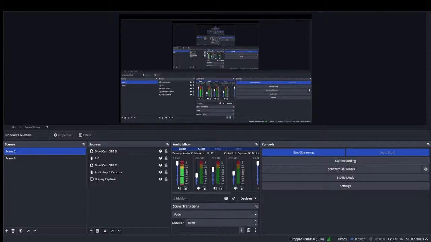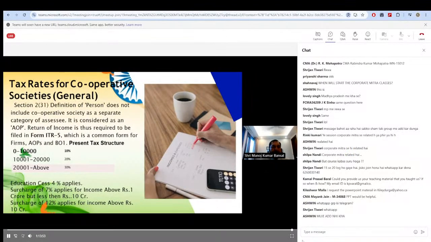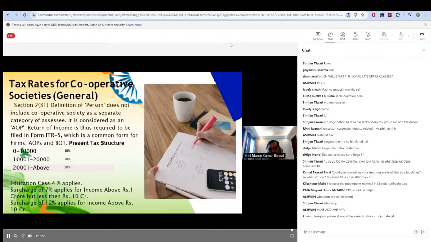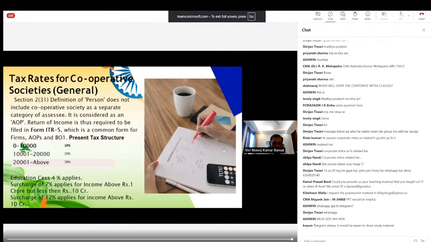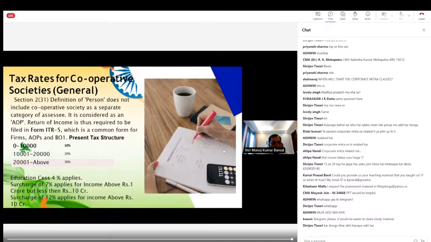Association of persons. Return of income is thus required to be filed in ITR 5, which is a common form for firms, AOP and BOI. BOI is body of individuals, AOP is association of persons. As we have just recently discussed, from 0 to 10,000, the rate is 10%. 10,001 to 20,000, it is 20%. 20,001 and above, it is 30%.